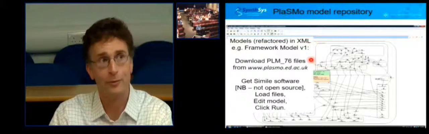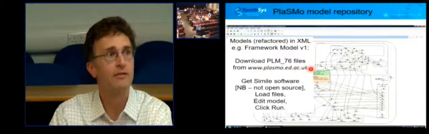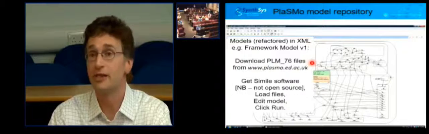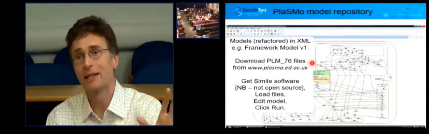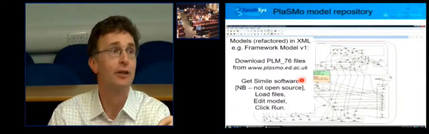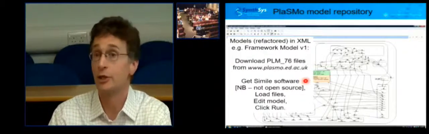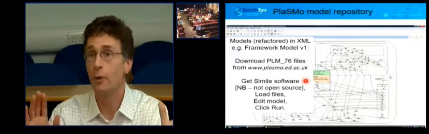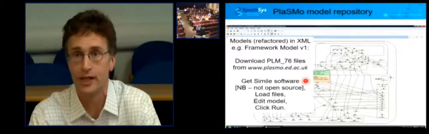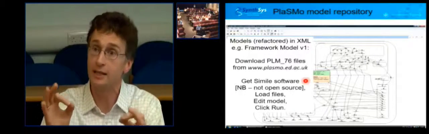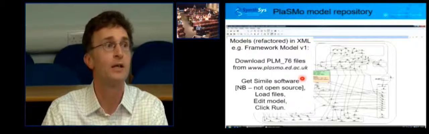If you wanted, for example, to access the first version of the framework model, you can go to our website, there's the address, get model number 76. You have all of the files that you need, including MATLAB versions and the versions that would run on your desktop in a commercial package called Simile. Now, we wouldn't have gone to a commercial package except that we'd lost all the SBML tools. And Simile does represent the model components that we needed.